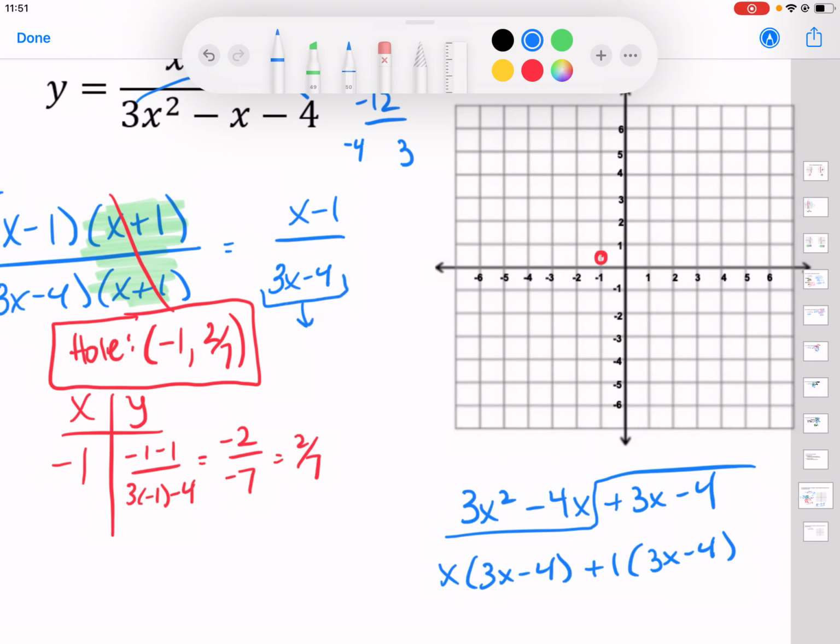Okay, so for this, we've got a vertical asymptote at, if you solve this, add 4 and divide by 3, you get a vertical asymptote at 4/3. So that's 1 1/3. So just kind of go roughly at 1 1/3 and draw a vertical asymptote.